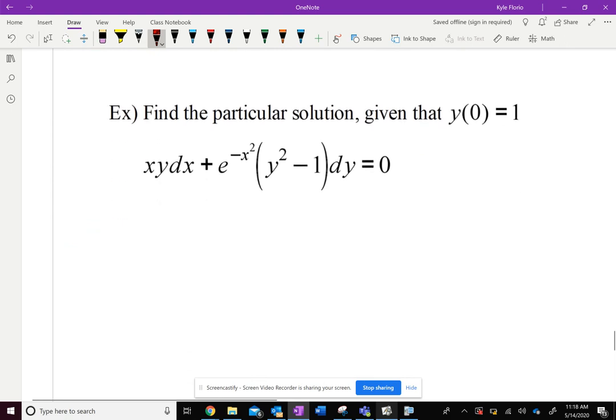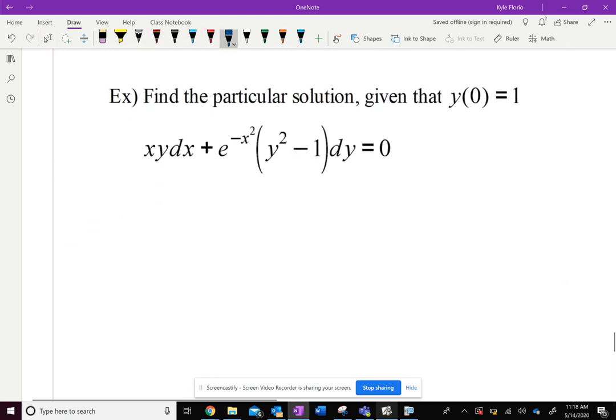All right. Now, last example. This one's a little tricky because you're not going to be able to solve for y at the end. But let's just do our steps. We're going to find the particular solution. We know that it goes to the point 0, 1. And our goal is to find some equation that solves this. So let's see.